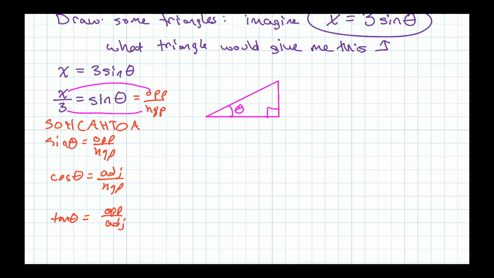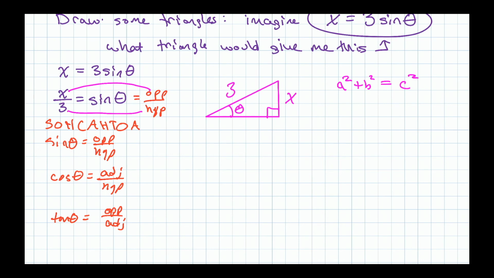So there's a triangle. X is the opposite side, so label it x. The hypotenuse is supposed to be 3, so label the hypotenuse 3. Now the third side, you have to be able to calculate. It is easy enough just to guess at what the third side is if you've done a few of these. But if you haven't, then you can always fall back on using the Pythagorean theorem.